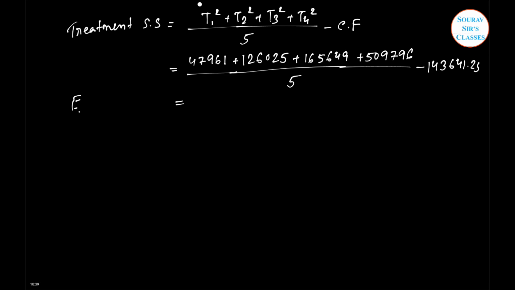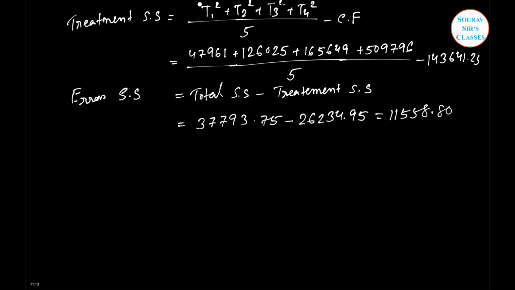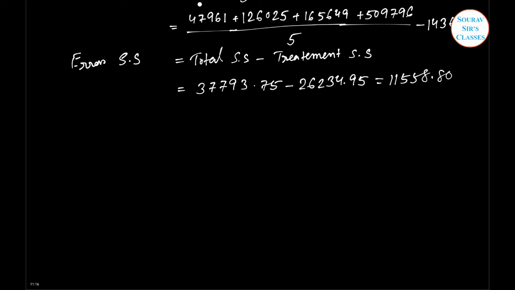So error SS equals total SS minus treatment SS, that equals 37793.75 minus 26234.95, that equals 11558.80. Okay, now we draw a table.